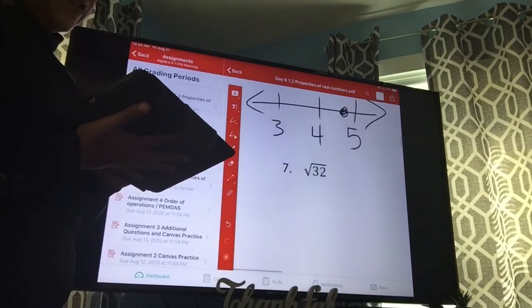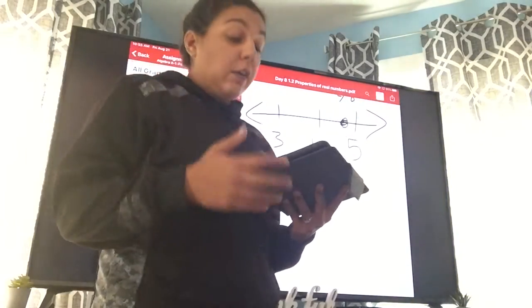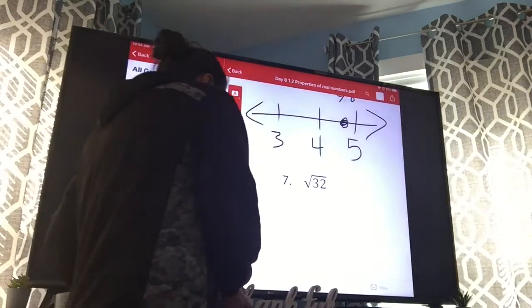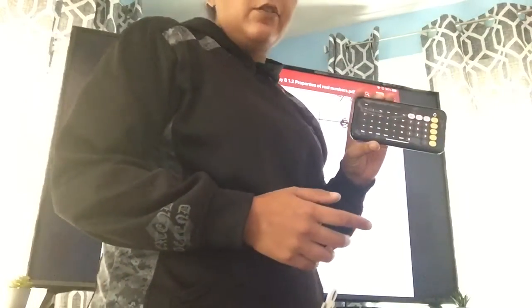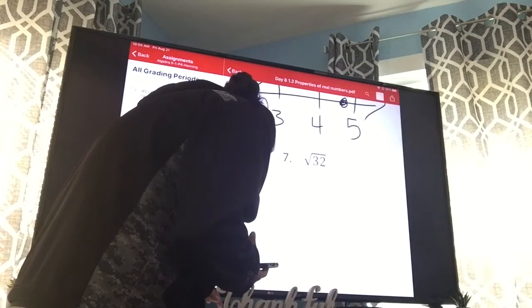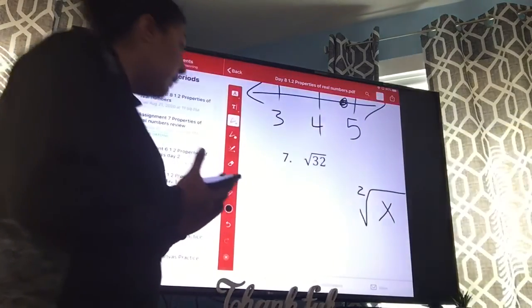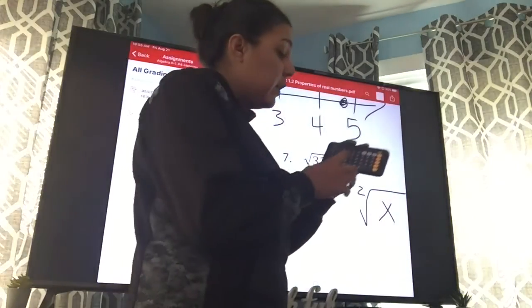Okay, number 7 says square root of 32. So, square roots and fractions, you're going to need your calculator. Same thing, get your calculator and turn your phone sideways. You have to type the 32 first. So you say 32, and find the button that looks like a square root symbol with an X, and it has a little bitty 2 out there. That's the button you're looking for.